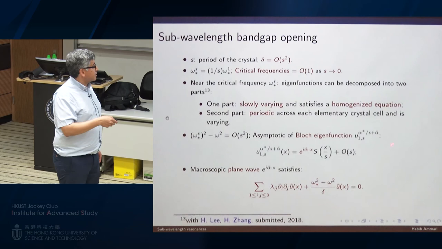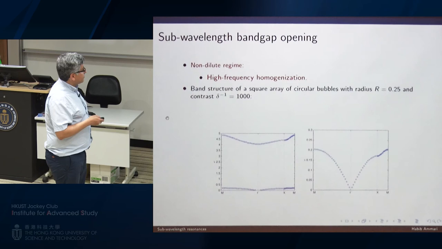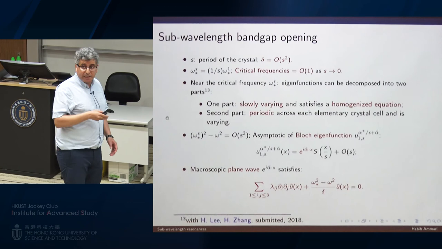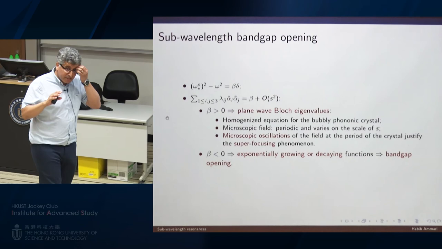And what we can prove is that around this point, the point M, corresponding to periodicity pi pi, the Bloch mode behaves like a plane wave, which satisfies this homogenized equation, times some oscillating function. So if this wave is propagating, then you have super resolution, because this guy is highly oscillating. If this wave is not propagating, you have negative material. Okay? So keep in mind, this is one of the points I want to emphasize.